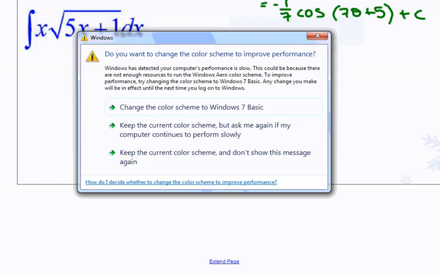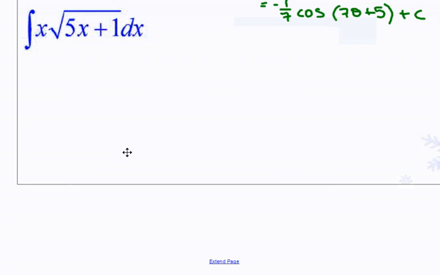Okay, so when we're looking at this problem, we can see that we have the inside function of 5x plus 1. So I'm going to set that to be my u. So 5x plus 1 will be my u. Okay, so now when I take my derivative of u, I get that du is equal to 5dx.